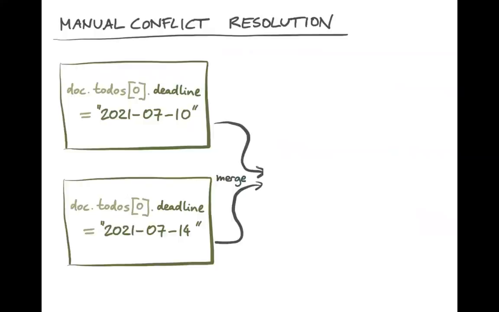For example, if you have a to-do with a deadline attached to it, and two users concurrently set that deadline field to two different values, then we want to detect that two different values were set there and that this is a conflict.